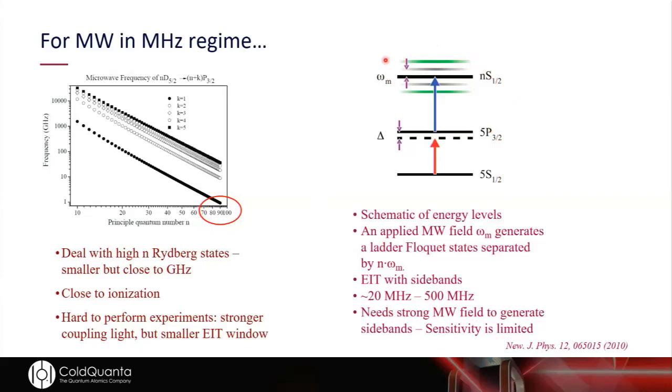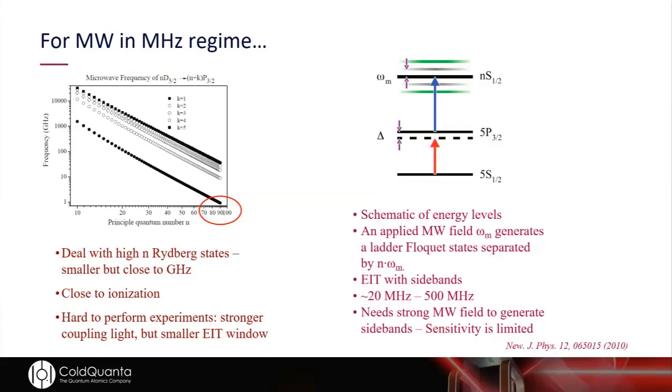Instead of coupling microwave between two Rydberg states, people find microwave can generate fluctuating states around the Rydberg level like this. And the states are separated by integer times of the frequency of the microwave. In experiment, we will observe EIT with sidebands. This method can cover from 20 megahertz to 500 megahertz. But in this way, the sensitivity will be limited because one needs a strong microwave field to generate sidebands.